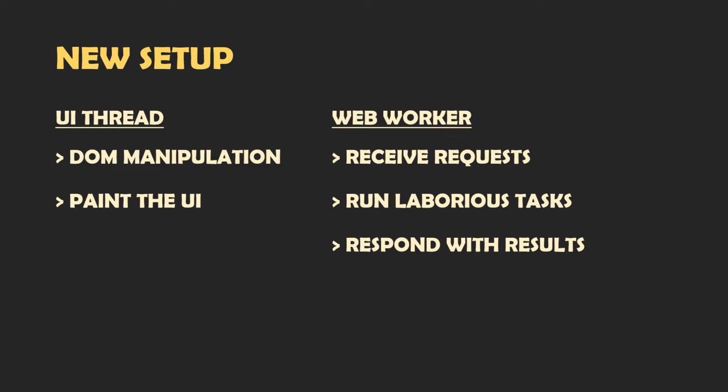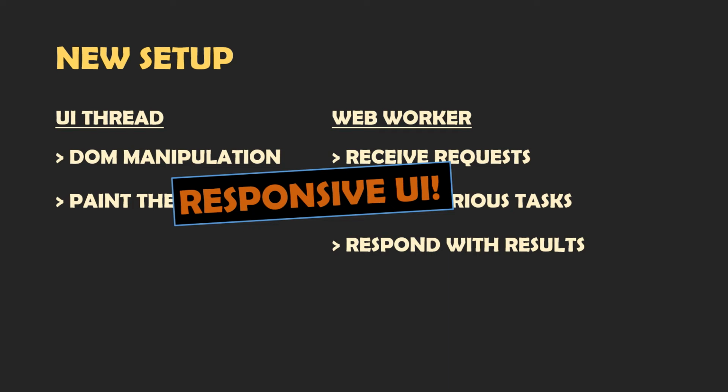It will also send data to the worker thread. When it receives a request, the worker will be responsible for performing the laborious JavaScript operations, and then send back the result to the UI thread. The UI thread receives the data and performs simple operations to update the DOM. By offloading the heavy JavaScript tasks to the worker, we keep the UI thread free for updating the interface as needed. We then have a responsive UI.